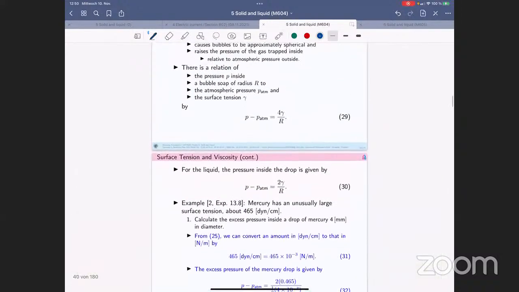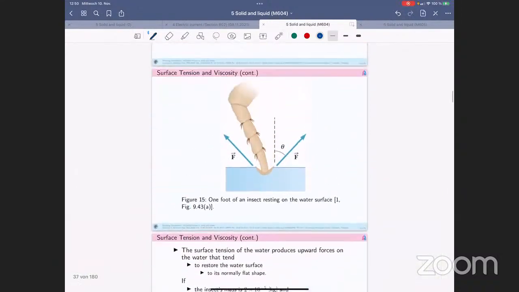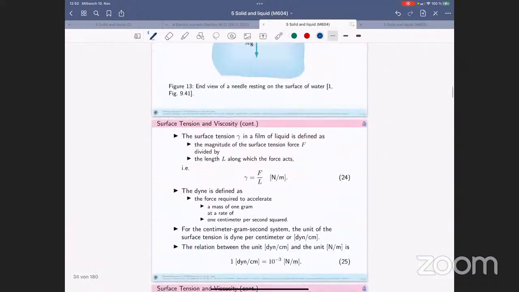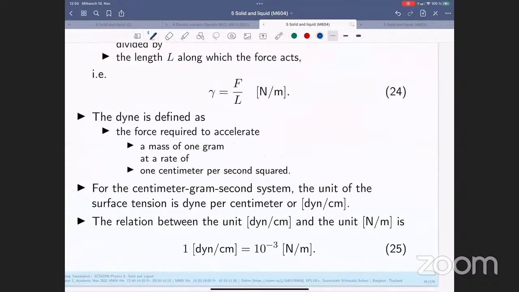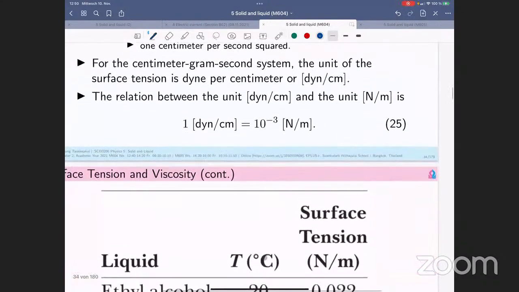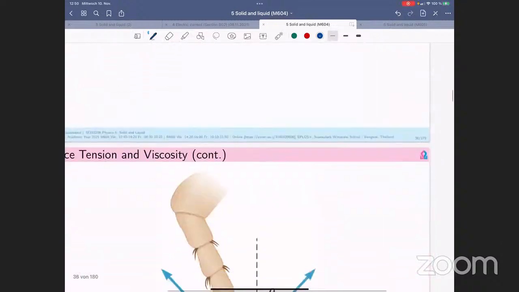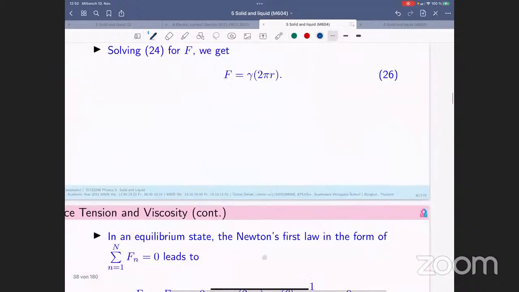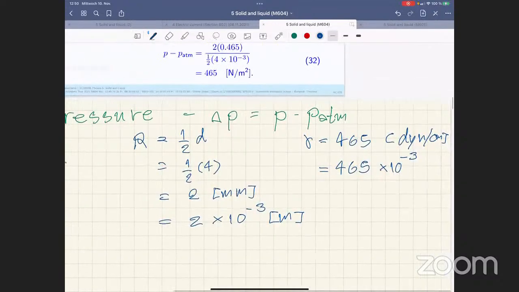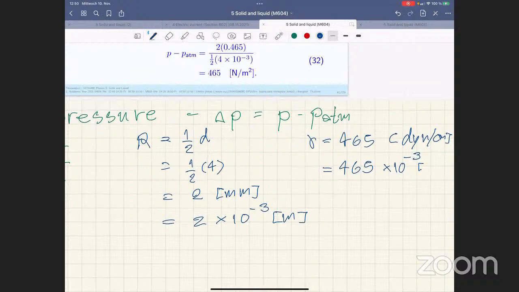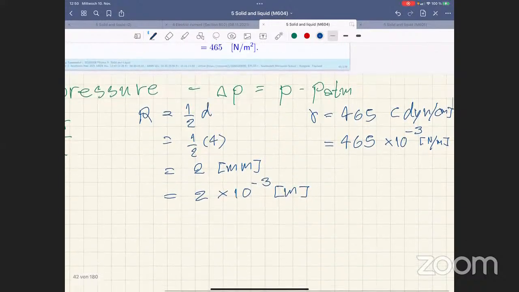According to the relation that we have seen earlier here, one dyne per centimeter is equal to 1 by 1000, 0.001 Newton per meter. That's the SI scale. Okay, let's continue our story here. It's Newton per meter, right? Okay, yeah.